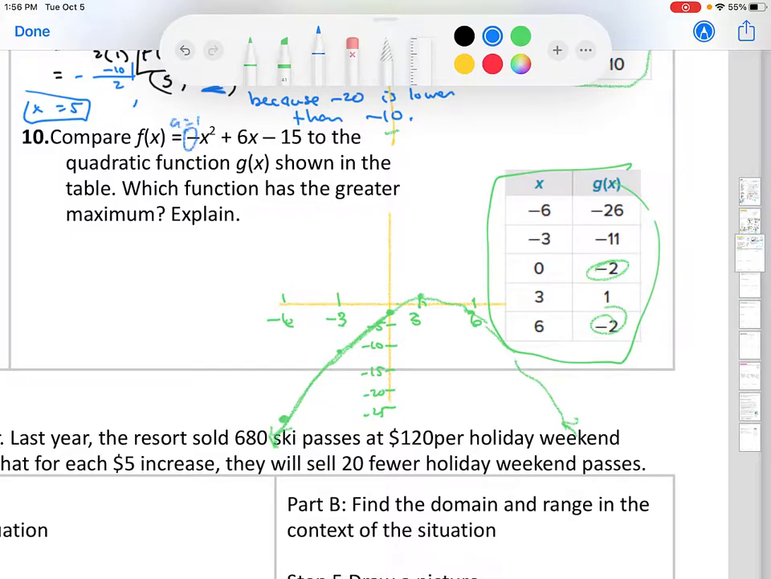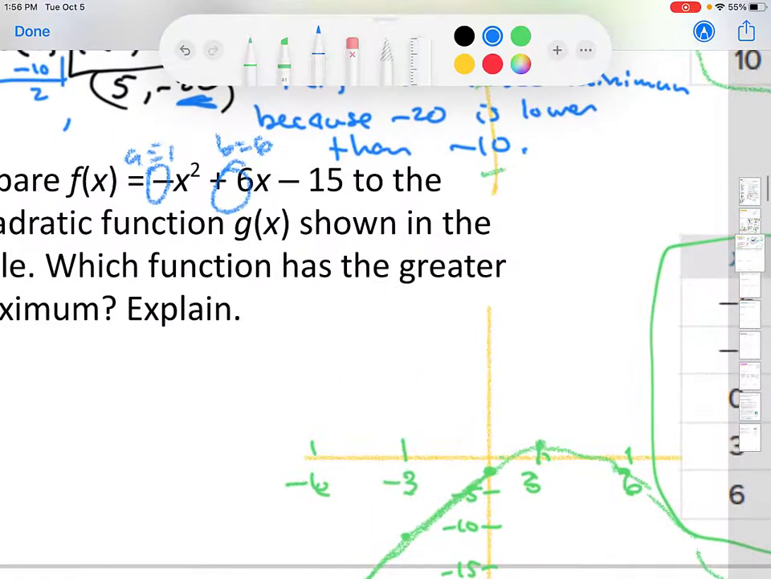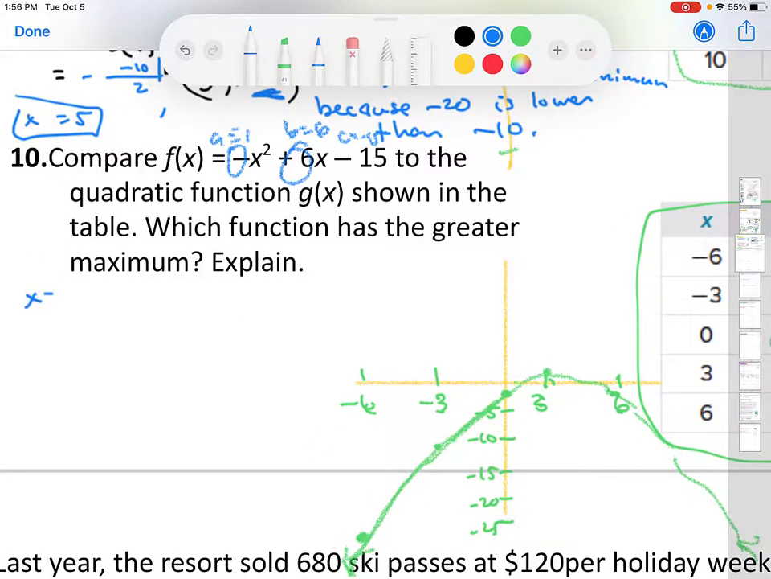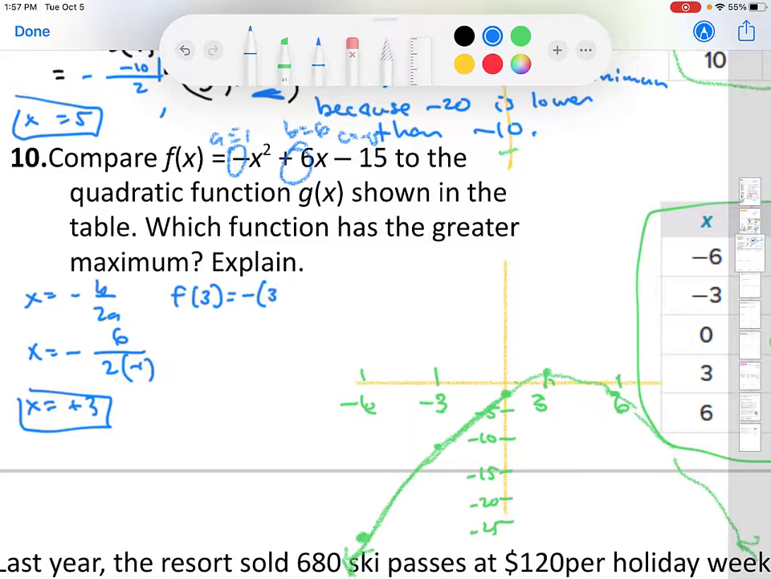A is negative 1, B is 6, and C is negative 15. So, vertex, 6, A value is negative 1. So 6 divided by negative 2 is negative 3. Opposite of negative 3 is a positive 3. If I put that into function notation, substitute a 3 in for every x value.